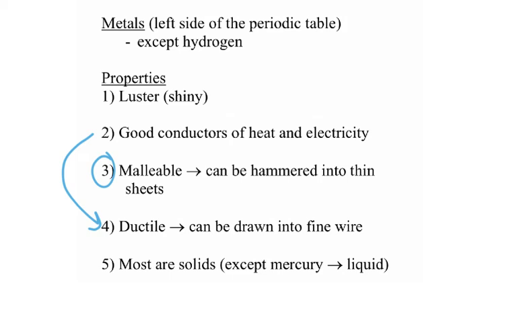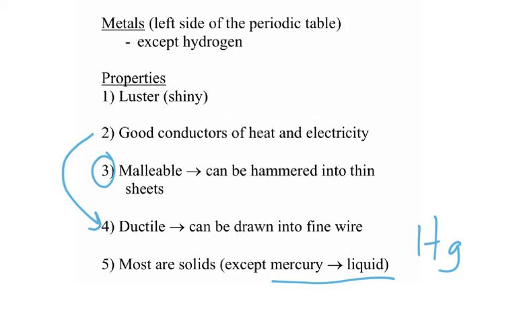And if you recall, most metals are solids. There's only one metal that at room temperature happens to be a liquid, and that's mercury, which is Hg. All the other metals at room temperature happen to be solids.